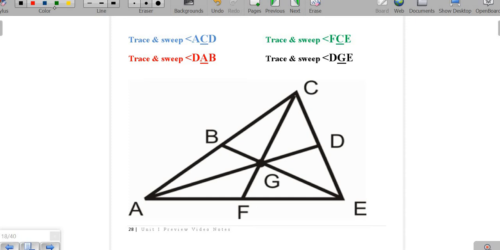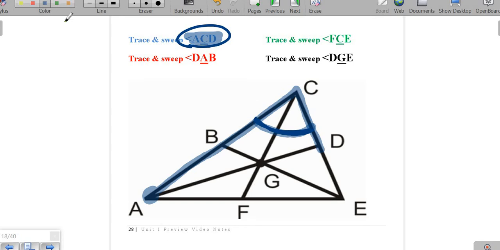Alrighty, so right here, if I am going to trace and sweep angle ACD, I'm going to do that in blue. Watch what that would be. A, trace, CD, sweep. So the angle ACD is this angle right there. Let's do another one. Trace and sweep DAB. Ready? Starting at D. Trace. A. B. Sweep. Trace and sweep. So angle DAB is specifically that angle right there.